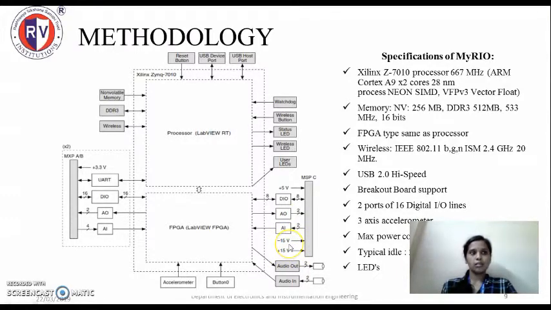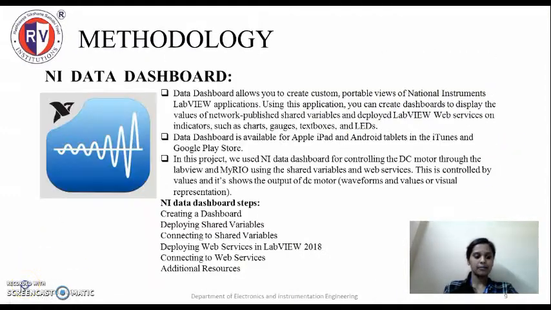It has a voltage supply of minus 15 volts and plus 15 volts. The typical idle power consumption is 2.16 watts. The maximum power consumption is 14 watts. And then this is a watchdog, wireless button, status LED, wireless LED, and user LED. The FPGA type is the same as the processor. The wireless network is IEEE 802.11 b/g and ISM 2.4 GHz, 20 MHz.